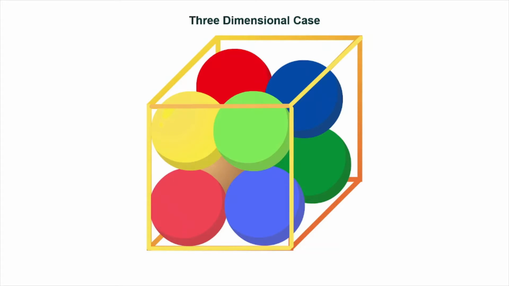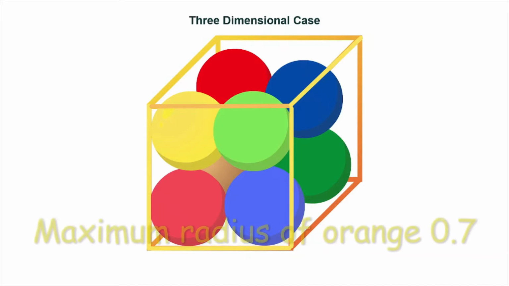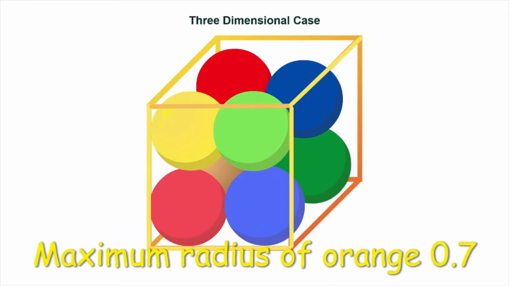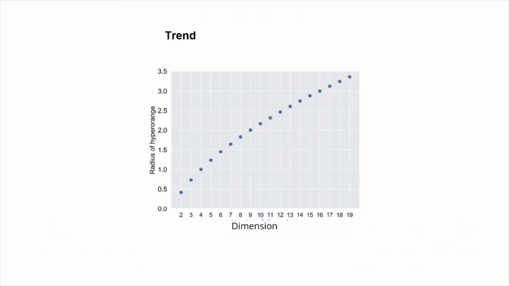Now let's try this in 3 dimensions. In 3D it is quite difficult to find the space, but I have done this for you. In 3D you can put an orange with a maximum radius of 0.7. Now you see the trend. As the number of dimensions increases, the size of orange also increases. The graph on the screen shows how the size of orange increases as we go on increasing the dimension.